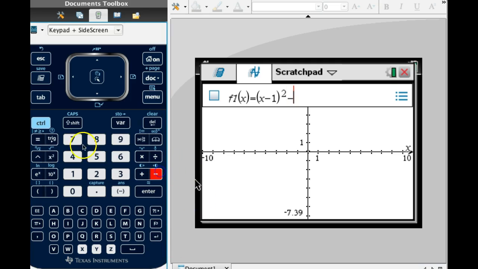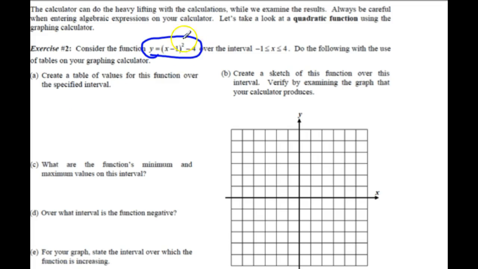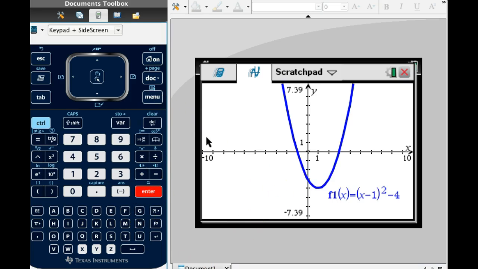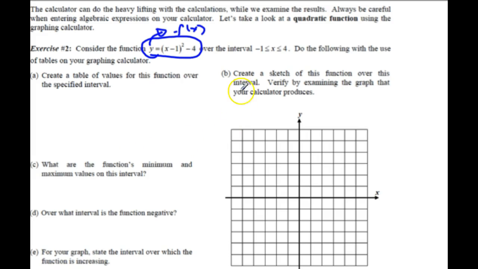And notice this right here looks identical to what is being asked. Another way of saying y is the same thing as saying f of x. So when I enter that, I just hit enter. Now this question is specifically asking me from -1 to +4. How do you change that? We can change that on the calculator.